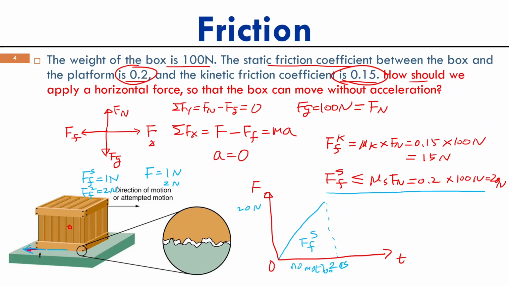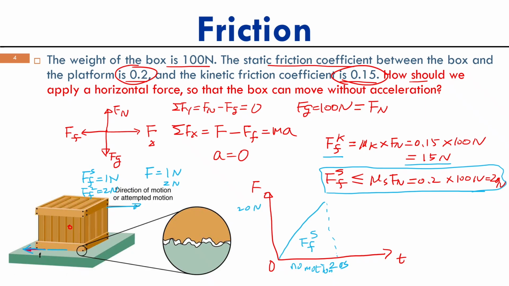And what if my force is above 20 Newton? Then that exceeds the maximum static friction force, and the box is going to move. So when the box actually moves, then kinetic friction kicks in. And the kinetic friction force is 15 Newton, which is smaller than 20 Newton.